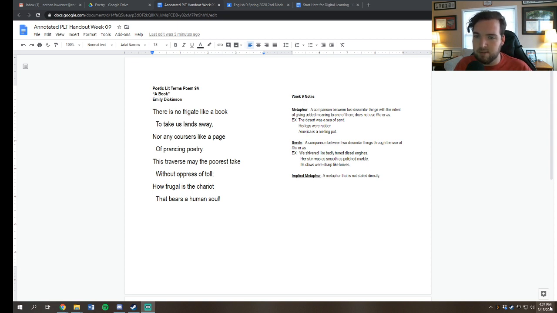Our first poem this week is for week 9, poem A. It's called "A Book." It's by Emily Dickinson. This week we're going to be focused on 3 specific types of figurative language.